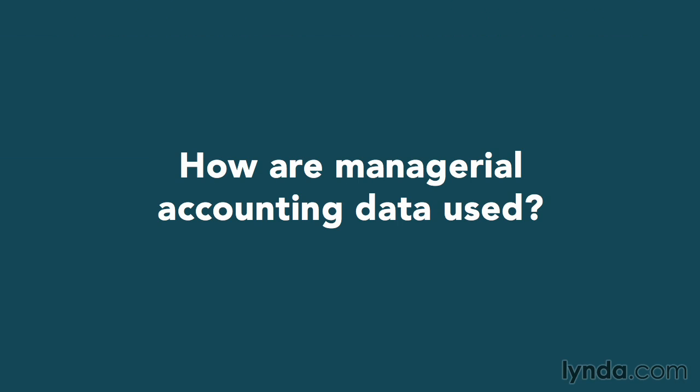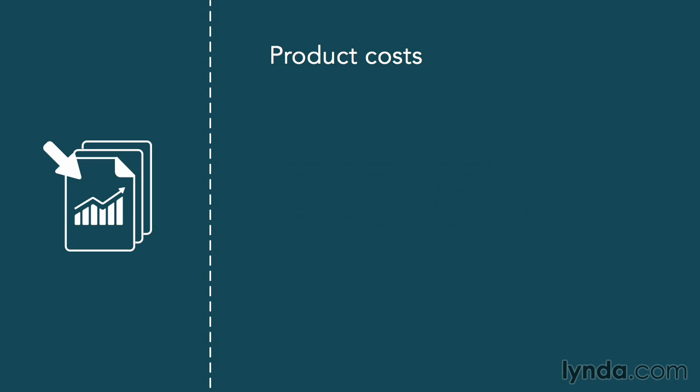So how are managerial accounting data used, these internal data inside a company? Well, first, product costs. Let's say I've got a wood furniture business. Somebody comes in and orders a custom-made oak table. Well, in order to make an intelligent decision about whether I should sell that table or not and at what price, I need to know how much it costs me to make that table. So product costing is part of managerial accounting.